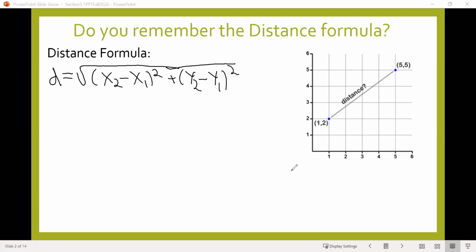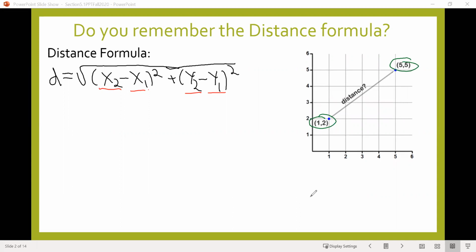As you can imagine, these values x sub 2, x sub 1, y sub 2, and y sub 1 come from the points between which we're trying to find the distance. For example, over here on the right-hand side of the slide, we have 2 points: the point (1, 2) and the point (5, 5). We can use the distance formula to find the length between those 2 points.